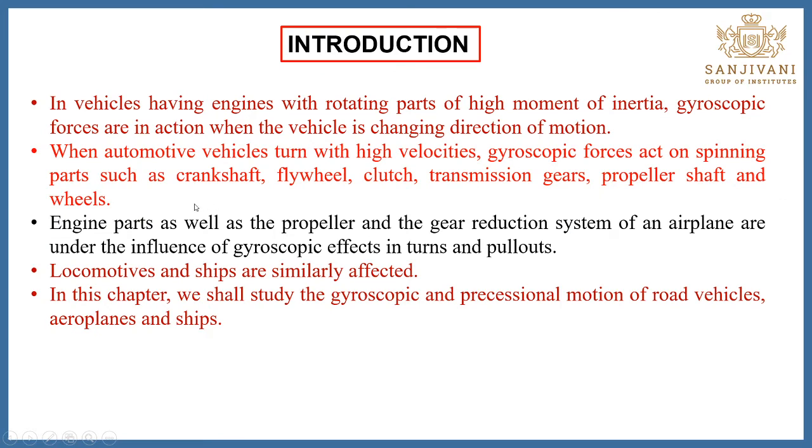In case of automotive vehicles, when they turn with high velocities, gyroscopic forces act on the spinning parts such as crankshaft, flywheel, clutch, transmission gears, propeller shaft and wheels. Engine parts as well as the propeller and gear reduction system of the aeroplane are under the influence of the gyroscopic effect in terms of the pullouts.